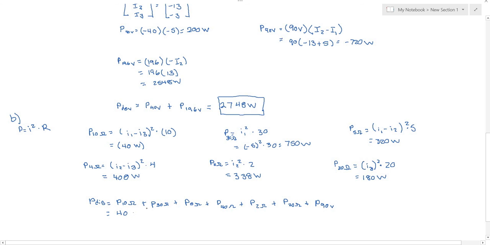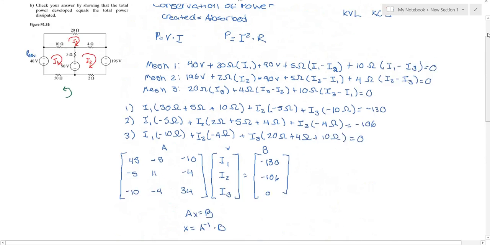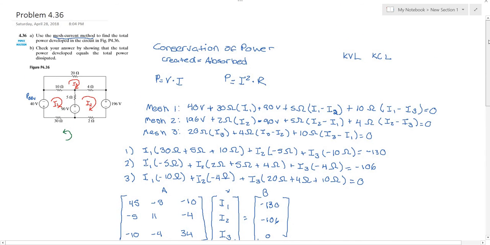We add them up: 40 plus 750 plus 320 plus 400, sorry, plus 338 plus 180 plus 720. Once you add them all up in your calculator, you get 2,748 watts. That's the power dissipated, which is equal to the power developed. Therefore, power is conserved within the circuit, and we proved it by comparing power developed and power dissipated. So we checked our answer.